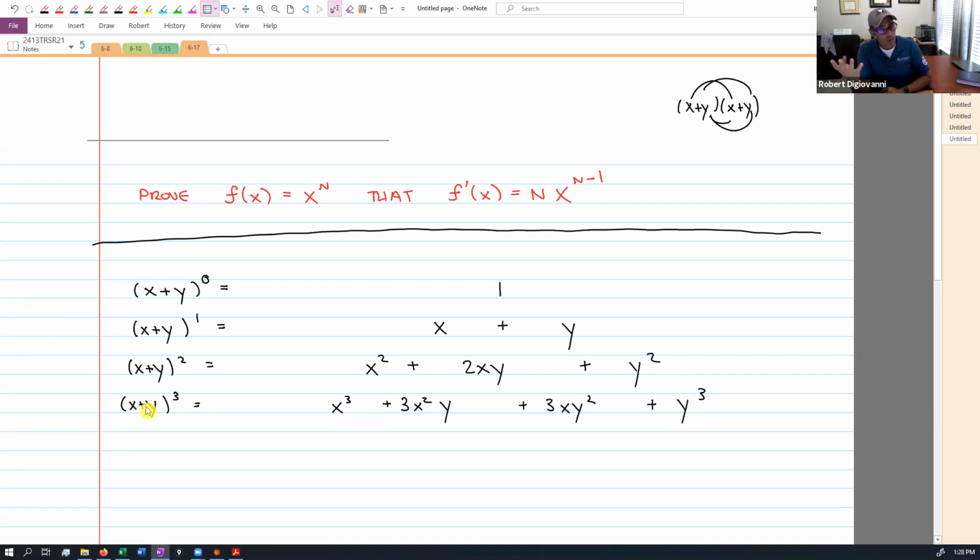But what about the 4th power? Well, the 4th power, that's a little bit harder, right? You have to take 4 of them and multiply them together. So let me see, I'm going to look it up. No, I'm not going to look it up. I don't need to look it up because there's a pattern here.